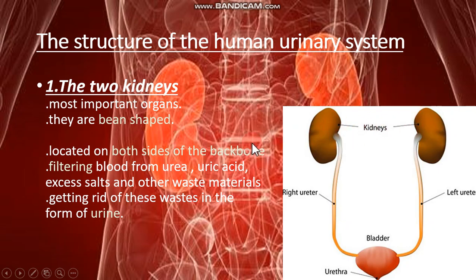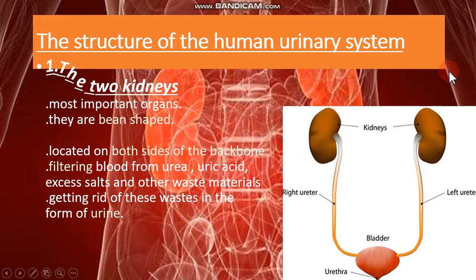The two kidneys are the most important organs, and they are bean-shaped. They are located on both sides of the backbone, and their function is to filter the blood from urea and uric acid and excess salt and other waste materials, and get rid of these wastes in the form of urine. So the two kidneys filter the blood.